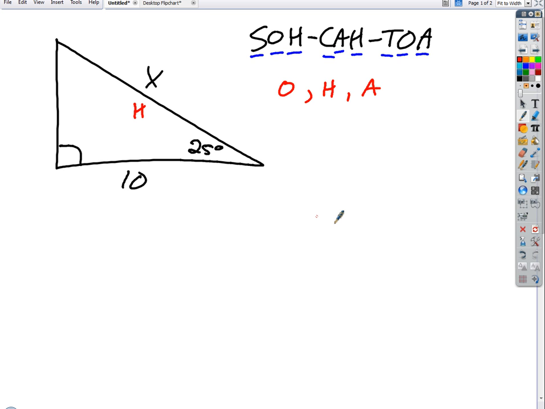Okay, so we already said that this is H. Now I want to know which one is going to be adjacent, and this one's going out to Devin. What do you think? Where is the ant going to put the A in this triangle? Here's the ant down here at the 25-degree angle. Good. That's adjacent.